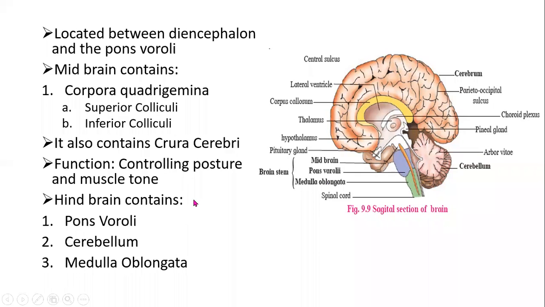Here, the corpora quadrigemina are four rounded elevations on the dorsal surface of the midbrain. It has the two superior colliculi, which are involved in visual reflexes, and the two inferior colliculi. These are the relay centers for auditory reflexes.